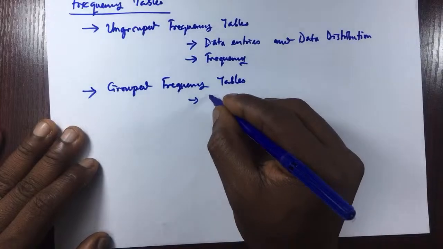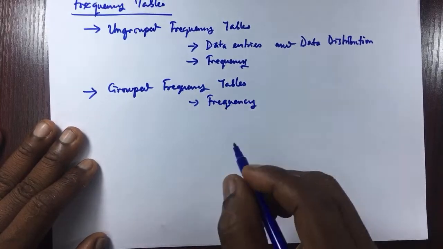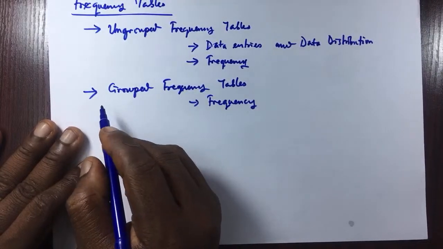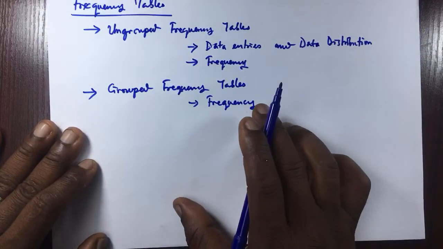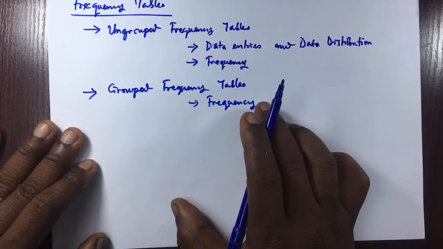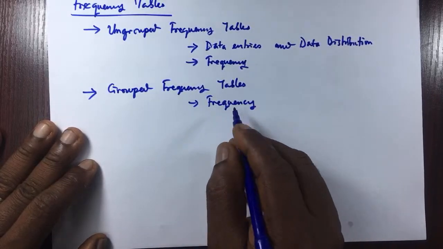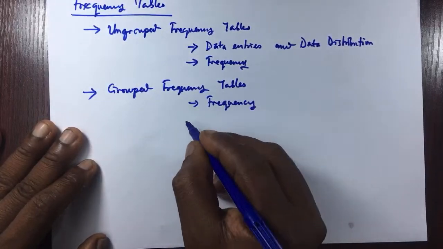So we shall be looking at frequency again, as it concerns the grouped frequency table. Please take note, frequency for an ungrouped frequency table is slightly different from frequency as it is defined for a grouped frequency table. So we shall be looking at what frequency means in a grouped frequency table.